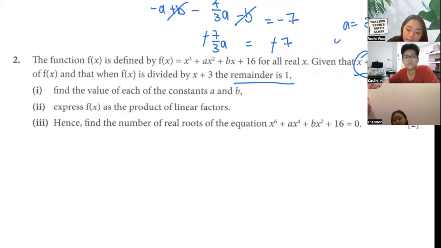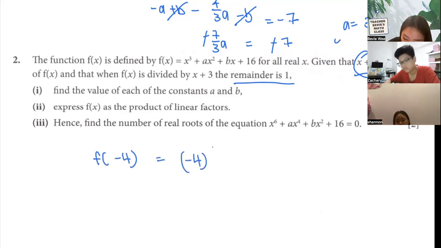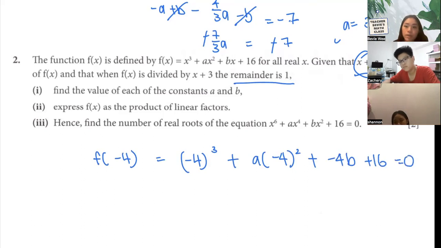Okay, so f(x) is already given to us, so we don't need to write let f(x) equals blah blah blah. I can just put in minus 4. Just be extra careful, don't forget about your brackets, don't make silly mistakes like this. Minus 4b plus 16 equated to 0. Two unknowns, simultaneous again.